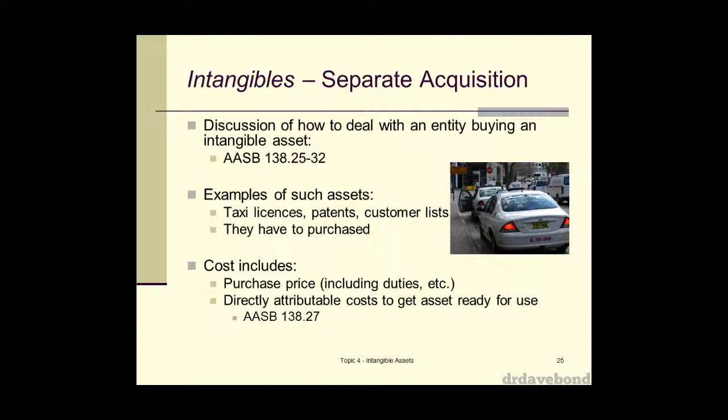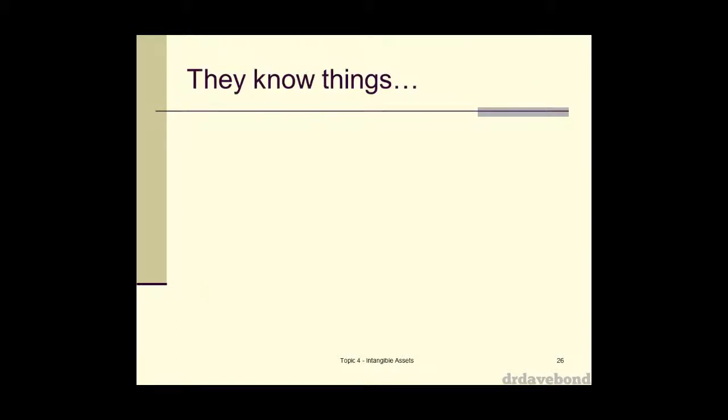The cost includes, and we've seen this before, the purchase price plus directly attributable costs to get the asset ready for use. So that's really similar to what we saw with inventory. It's really similar to what we saw with property, plant, and equipment. So this idea of what assets are and what they cost, we see these same ideas flow through. They know things. That's a bit cryptic. This refers to customer lists.